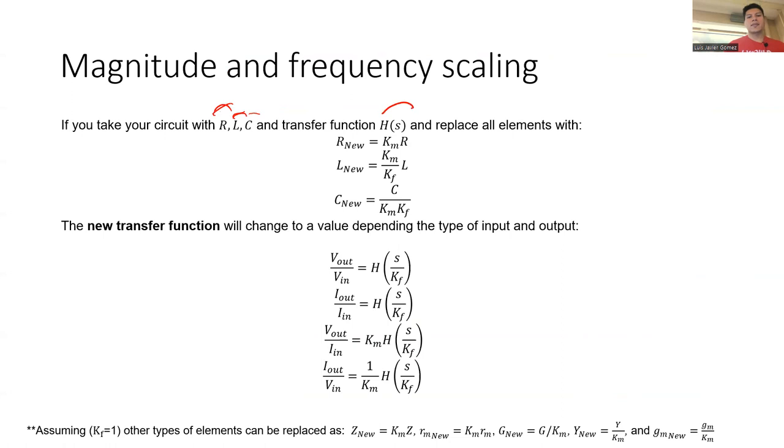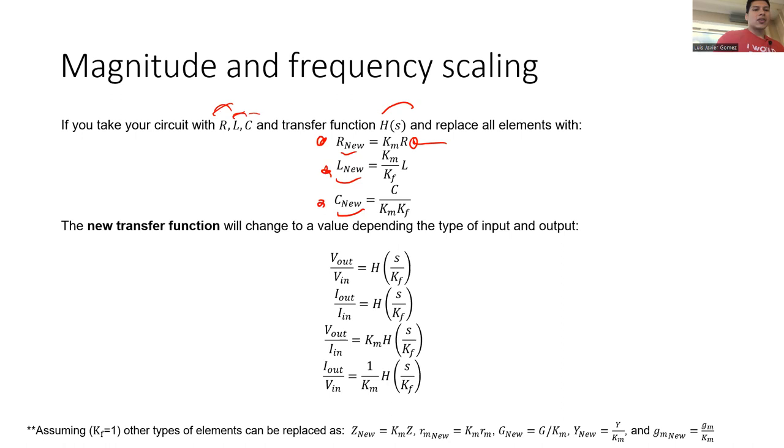Now, if you replace each of the resistors, inductors, and capacitors in the original circuit with new components with different values, your resistance will be R times Km, your inductance will be L times Km divided by Kf, and your capacitance will be C divided by Km times Kf. So I'm just going to show a simple example.